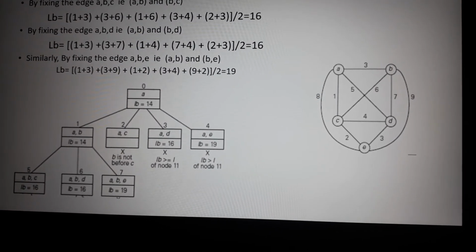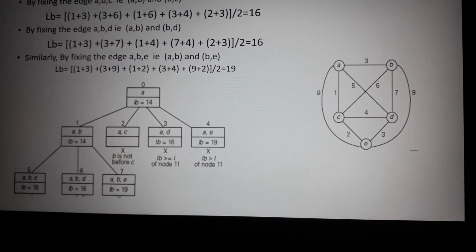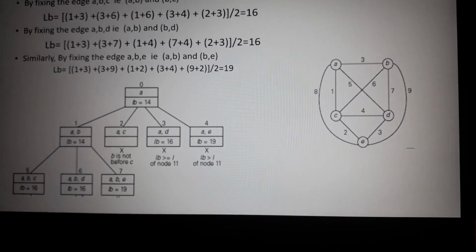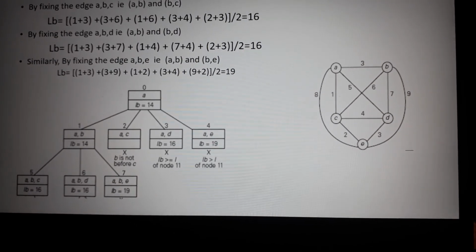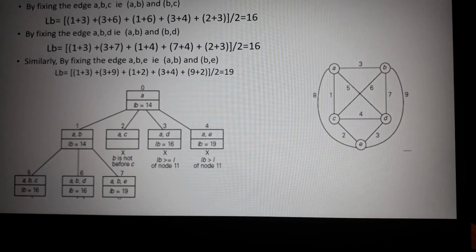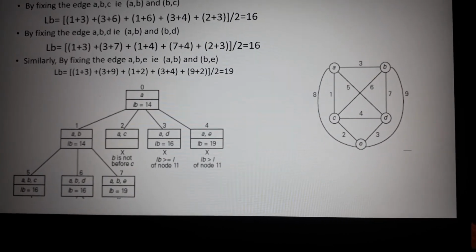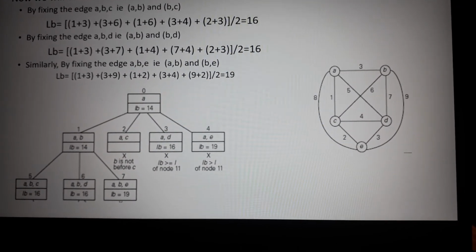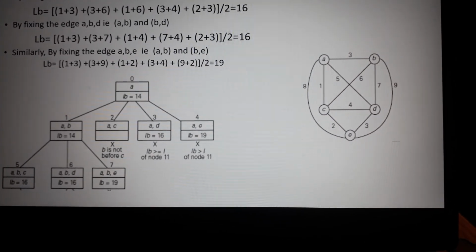So we will take the two minimum cost edges from A as 1 plus 3, plus from B 3 plus 6, and from C 1 plus 6, as BC is fixed, that is CB is also fixed. So the two minimum costs that we consider are 1 plus 6, plus from D we will take 3 plus 4, the edges 3 and 4, and from E the two minimum cost edges 2 and 3. So the total sum divided by 2 is equal to 16.